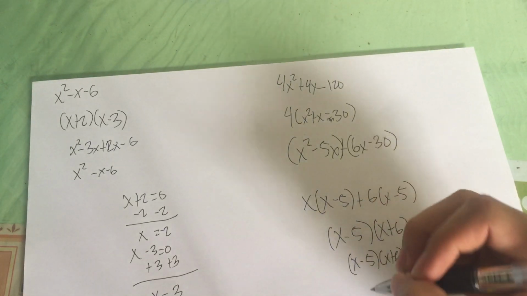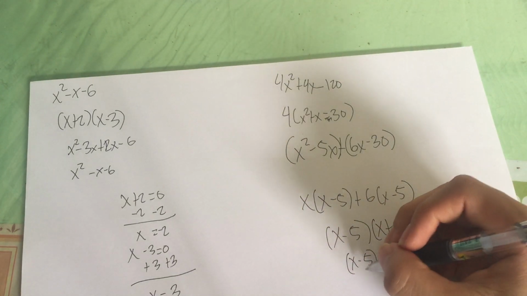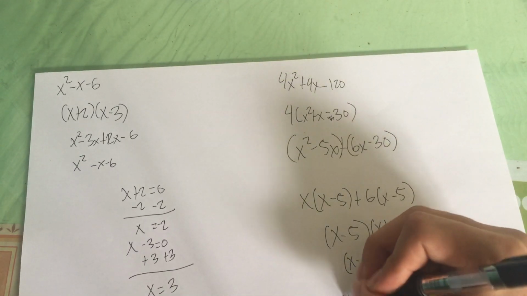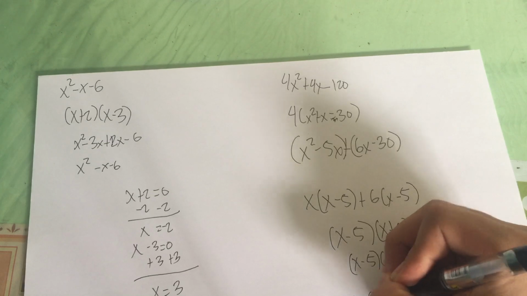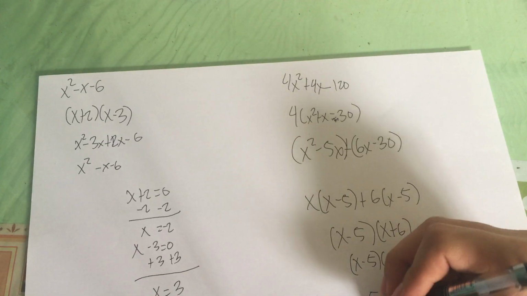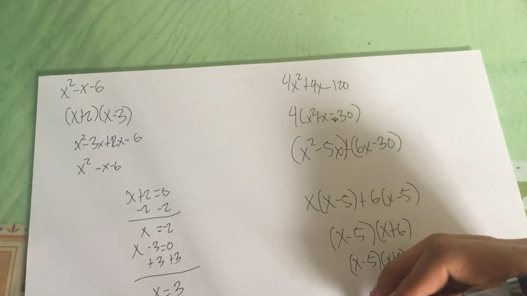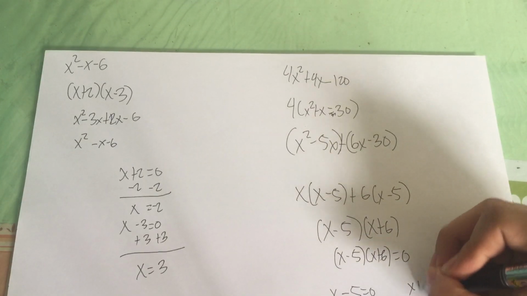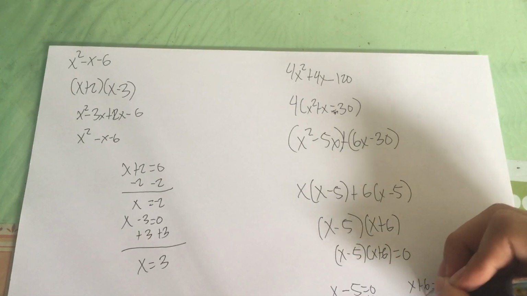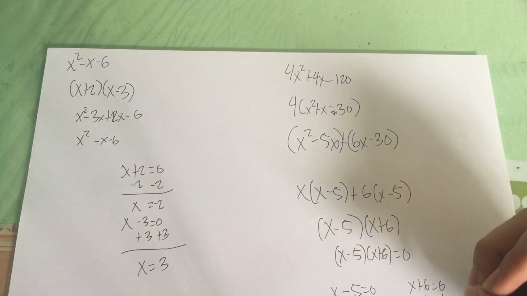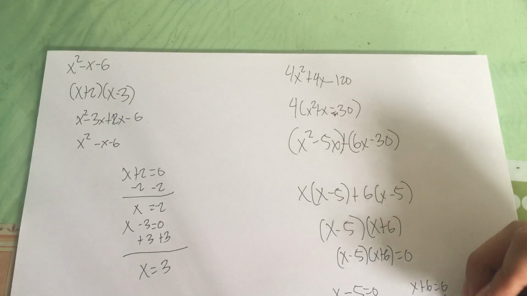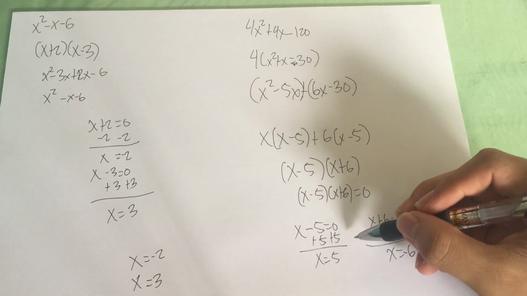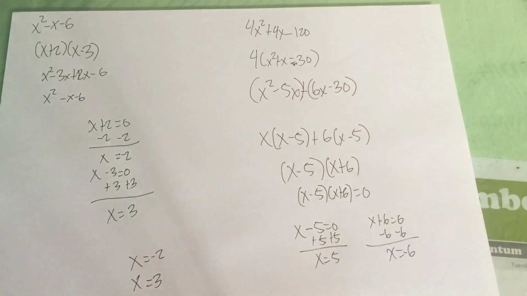Now you know what to do again. You should get your x value on both, so it will be x minus 5 equals 0. Add 5, x equals 5, and here x plus 6 equals 0, minus 6, x equals negative 6. Then there goes your answer: x equals 5 and x equals negative 6.